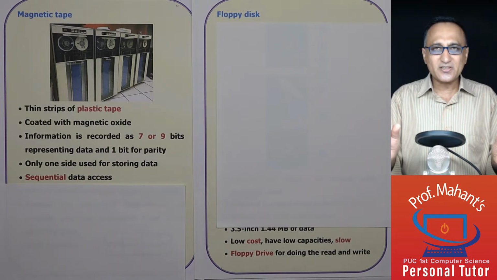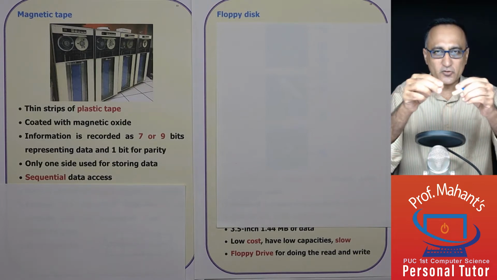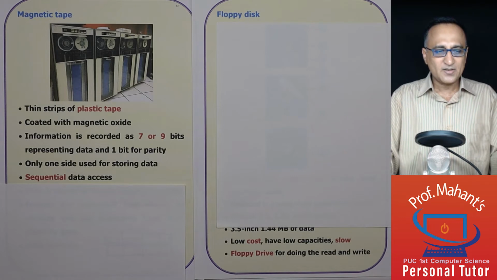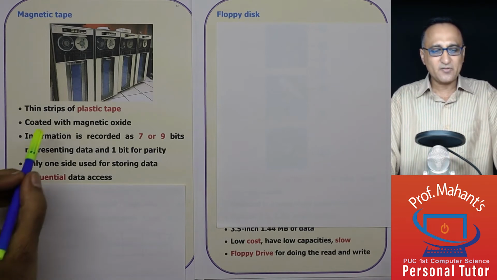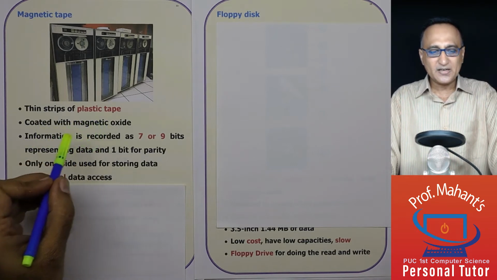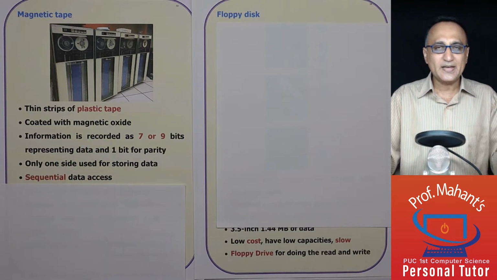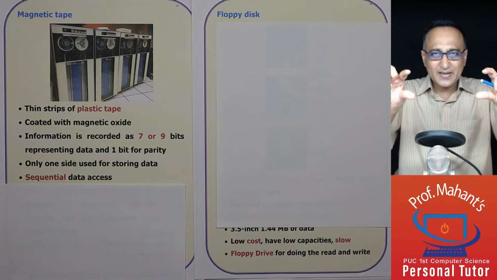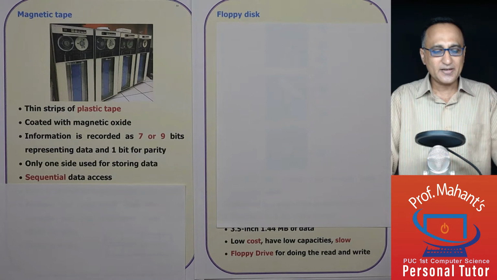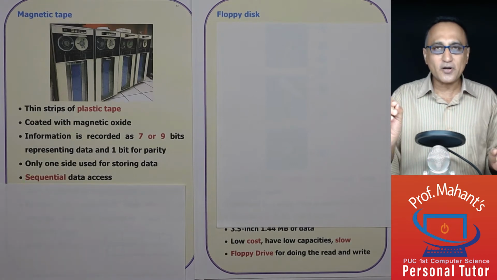If you have seen your thin Cellotape, the tape which you use to stick, you can think of it as a tape like that, which is made of plastic. It is coated with magnetic oxide. So the thin strip of plastic is coated with magnetic oxide, thereby you can record information on that magnetic oxide.